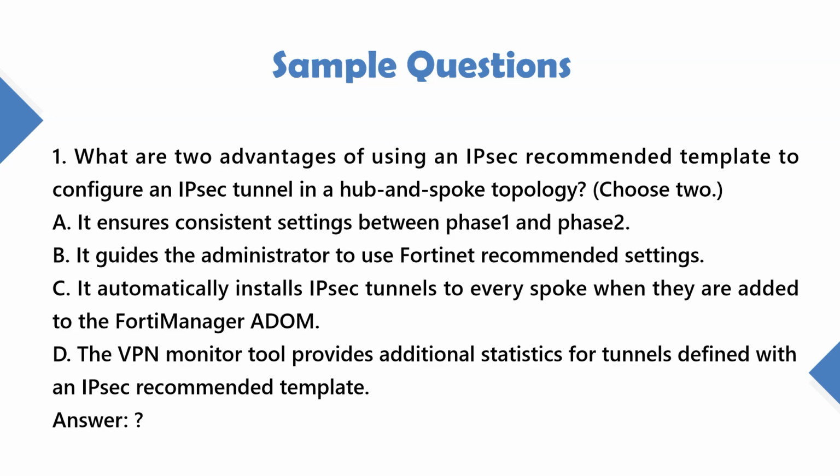1. What are two advantages of using an IPsec recommended template to configure an IPsec tunnel in a hub-and-spoke topology? Choose 2. A. It ensures consistent settings between Phase 1 and Phase 2. B. It guides the administrator to use Fortinet recommended settings. C. It automatically installs IPsec tunnels to every spoke when they are added to the FortiManager. D. The VPN Monitor tool provides additional statistics for tunnels defined with an IPsec recommended template.